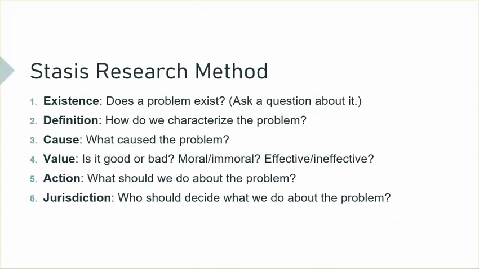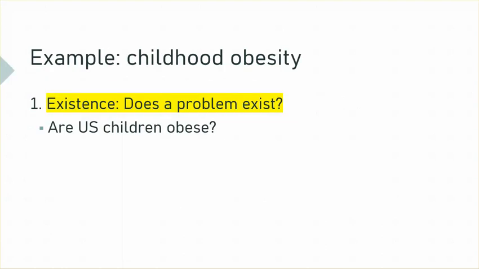So to help make this make a little more sense, let's take an example here. Let's say that we're interested in childhood obesity. If we tried to tackle that topic, there's just too much there, right? We really need to narrow this down and focus it. So the stasis questions are a good place to start. So existence, does a problem exist? Let's turn this into a question. Are U.S. children obese?